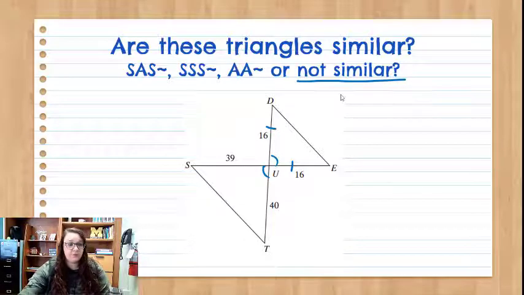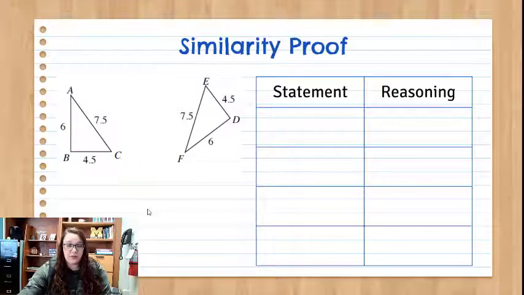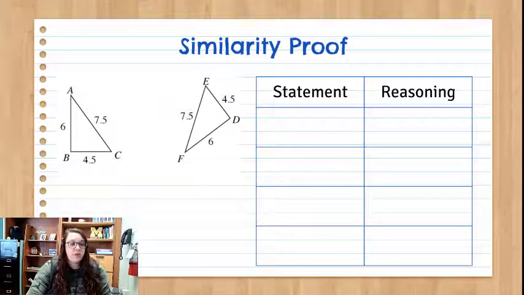Done. Now that we reviewed similarity, let's look at a proof with similar triangles. So here's 2 triangles, and they are similar, but I want to prove it. So knowing that we have our 3 options of conditions of similarity, I want to see which one we'd use here. I have all sides, so I think I'm going to use side, side, side.